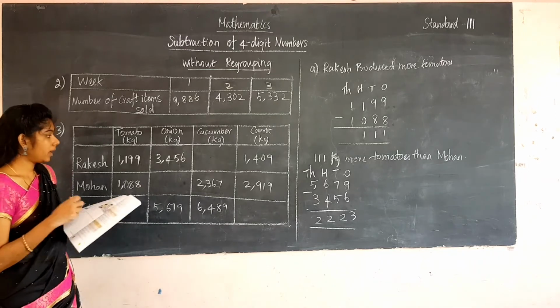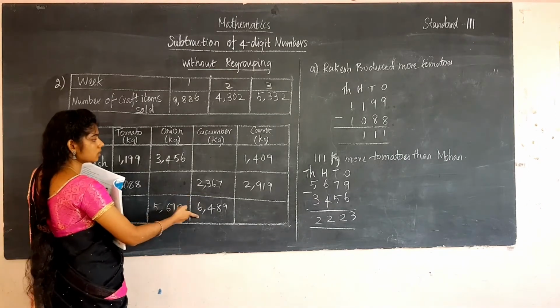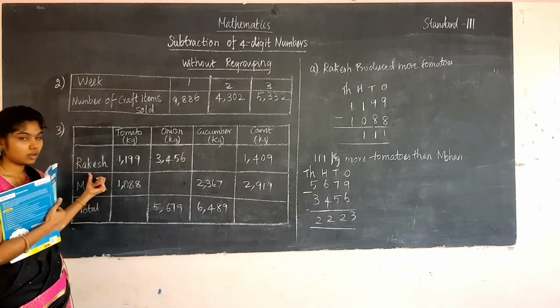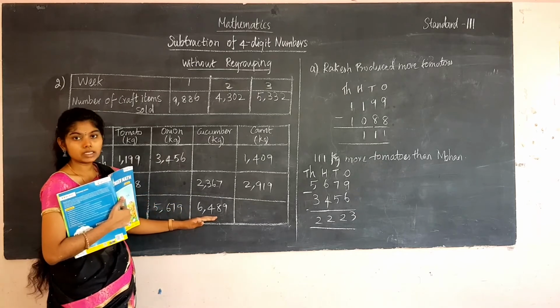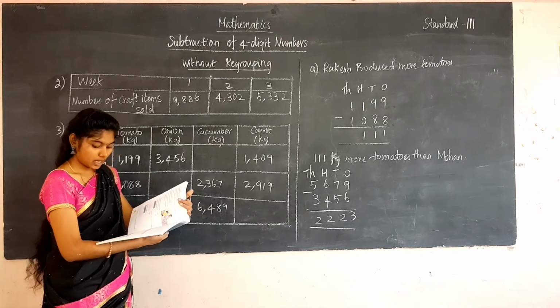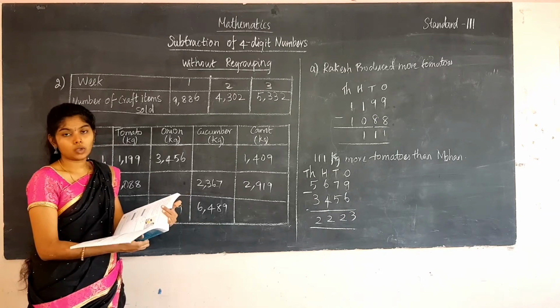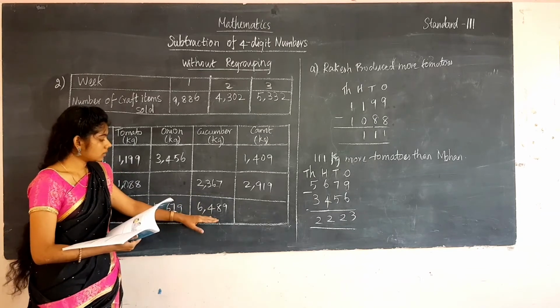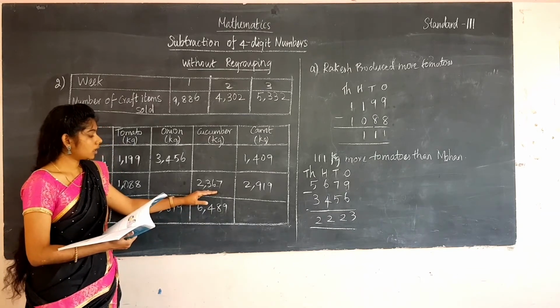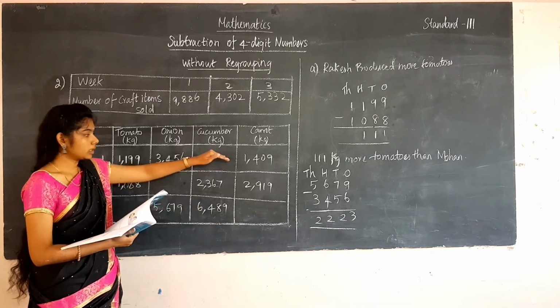So how will we find? We have to subtract these two numbers, then we will get Rakesh's number. Then we will answer whether it is right or wrong, that they have given as answer 4122 kg. So by subtracting the number 2367 from this number, you will get the answer.